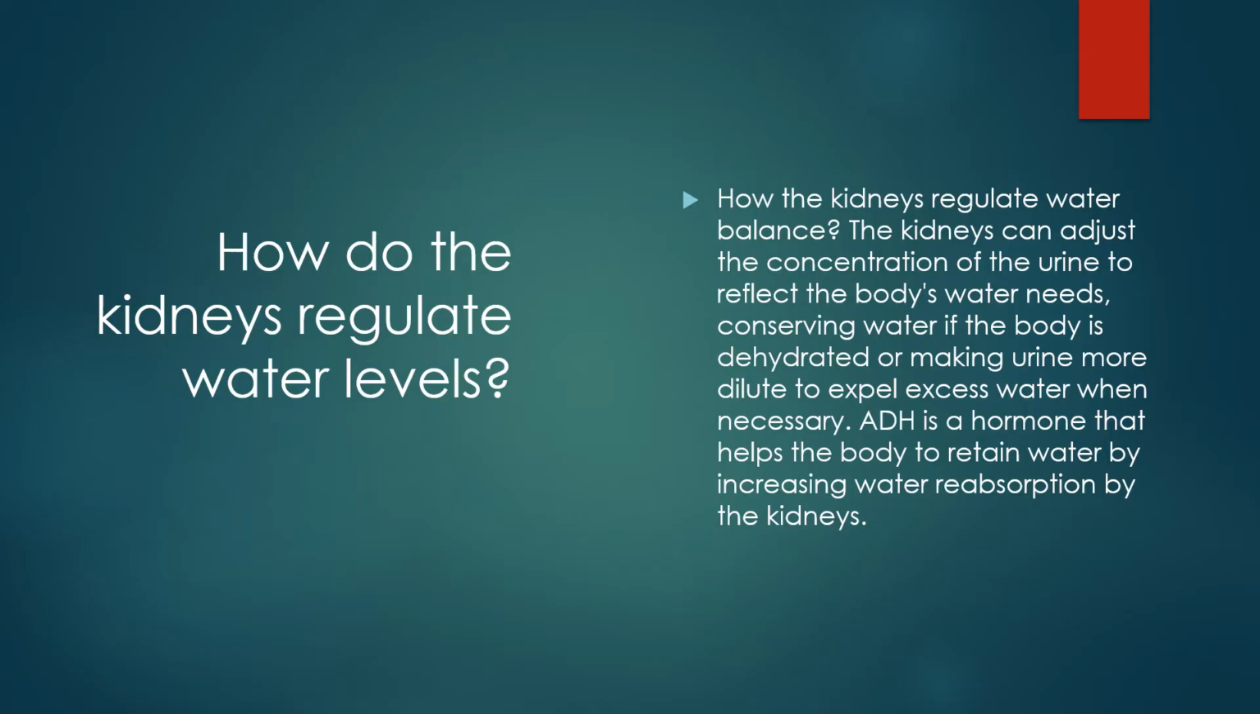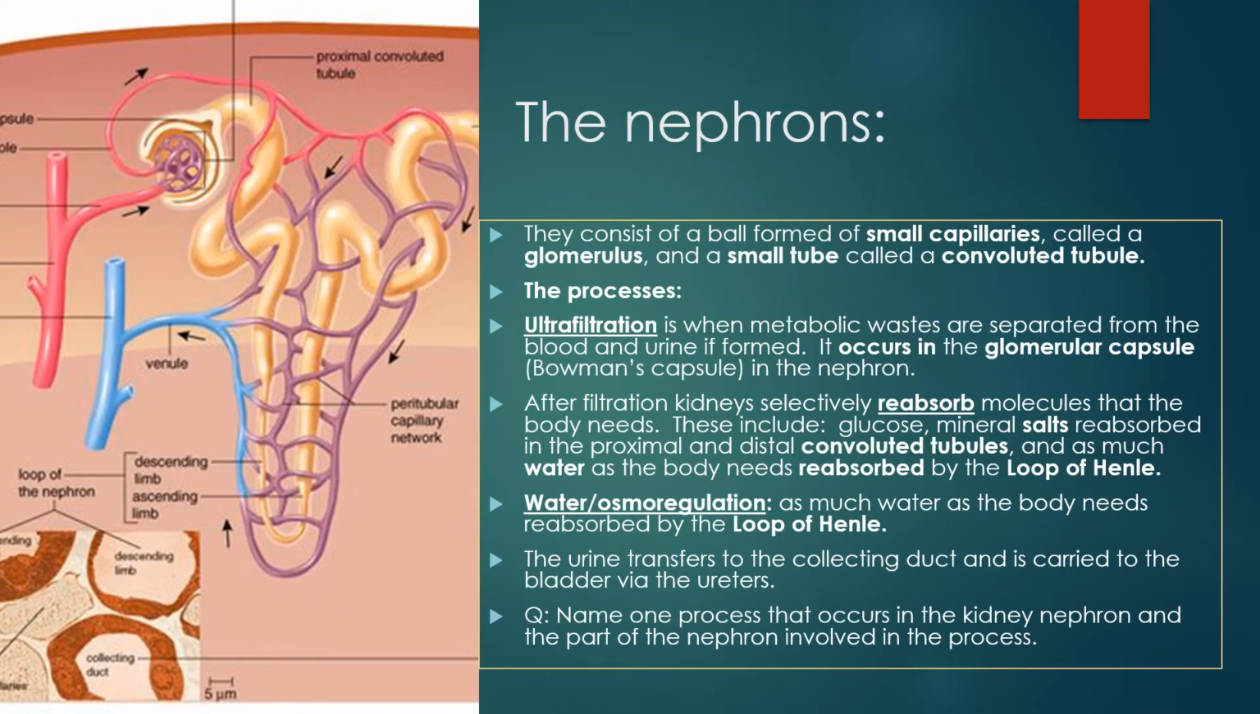ADH is a hormone that helps the body to retain water by increasing the water reabsorption by the kidneys. It's really worth making sure you've got notes on this bit. It has been quite a popular question. So the nephrons consist of a ball of small capillaries called the glomerulus and a small tube called a convoluted tubule.